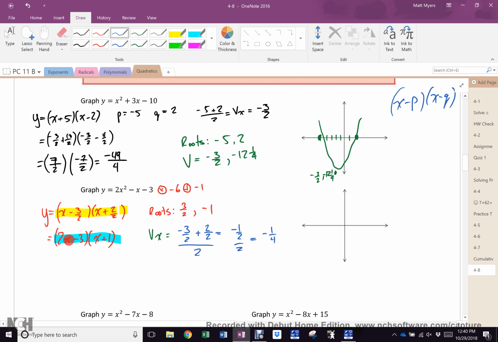So 2 times negative 1/4 is negative 2/4, right? So that's negative 2/4 minus 3, which is negative 12/4, correct? Right? And what goes here? Negative 1/4 plus 4/4 is what?